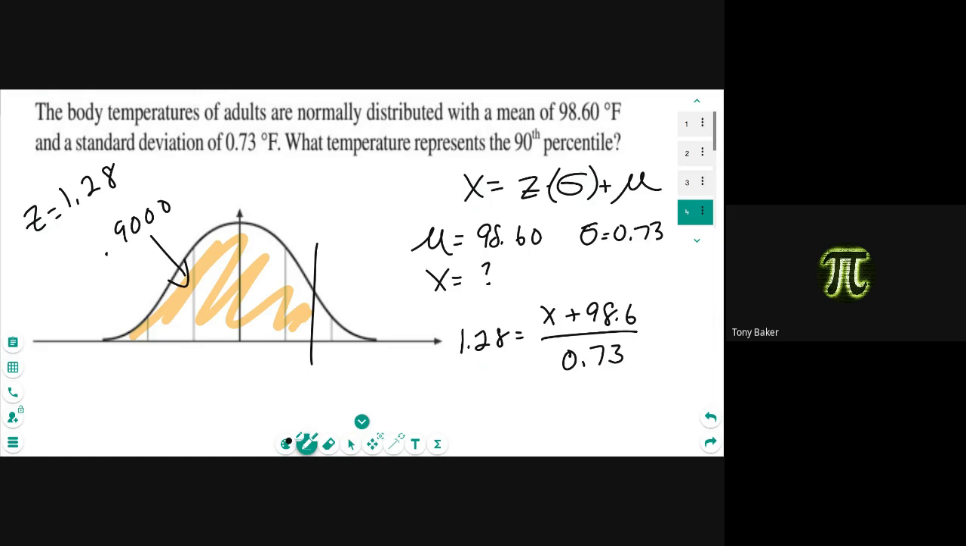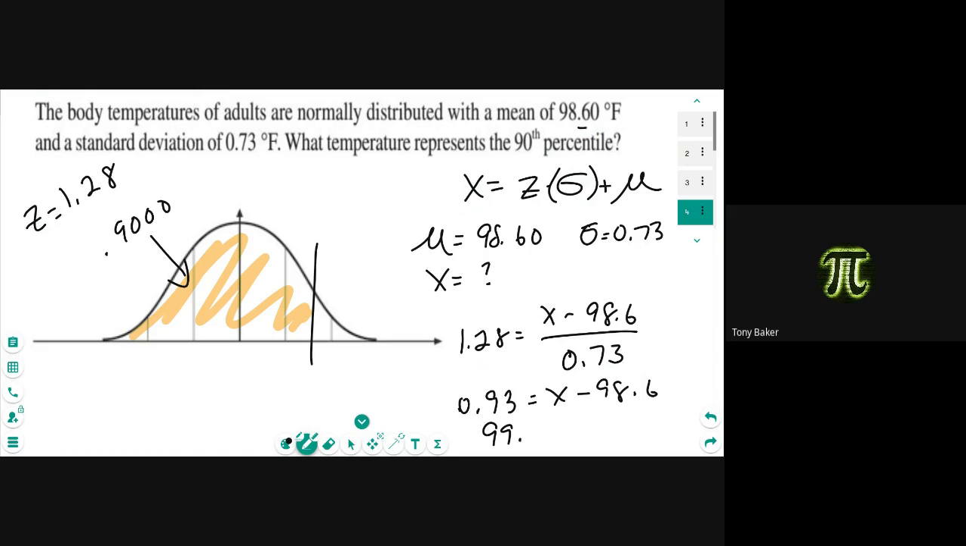So multiply by the 0.73. And then subtract the 98.6. Oh, sorry, add the 98.6. Why did I put plus there? Or if you want to remember two formulas, you can use the top one. You always stay with what was there.